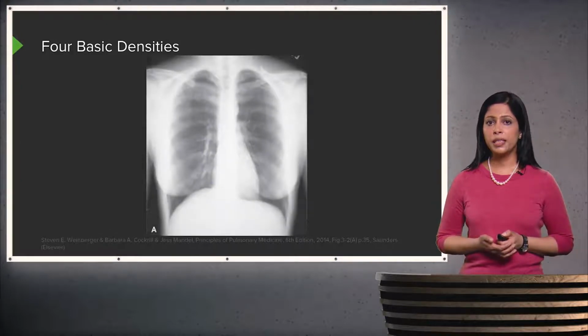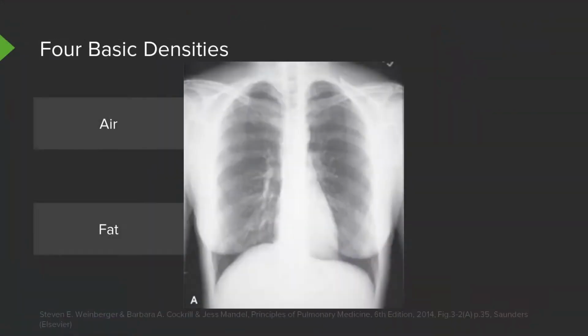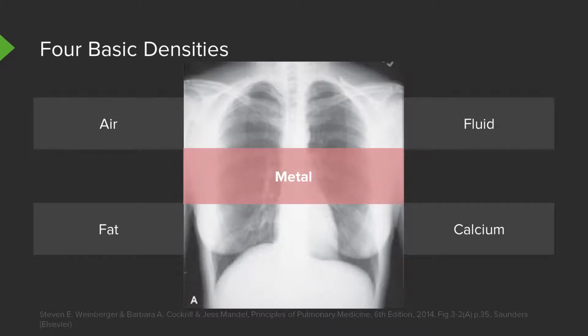So there are four basic radiological densities. They are air, fat, fluid, and calcium. These are the four that you'll see over and over again in all of the different types of imaging modalities that you'll encounter. There's also a fifth type of density, which is metallic, and we see this more and more frequently as patients have multiple metallic objects placed within them, such as prostheses and valves.